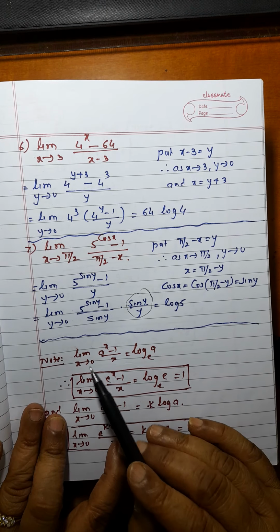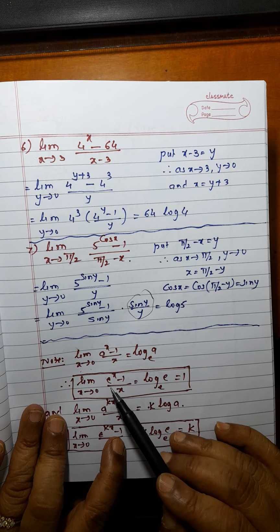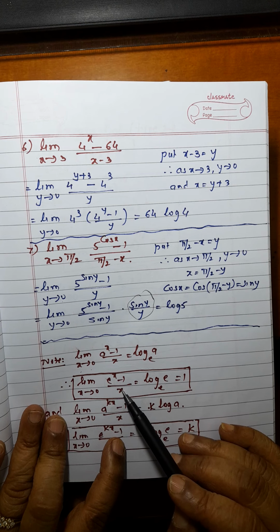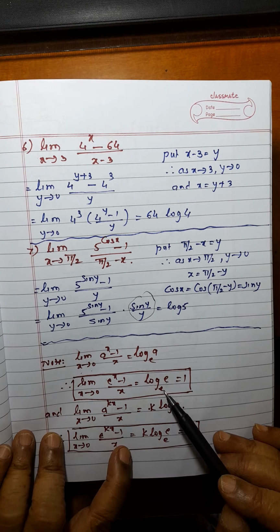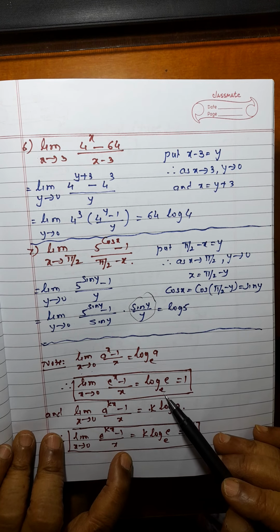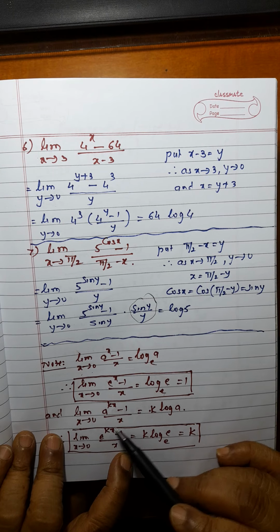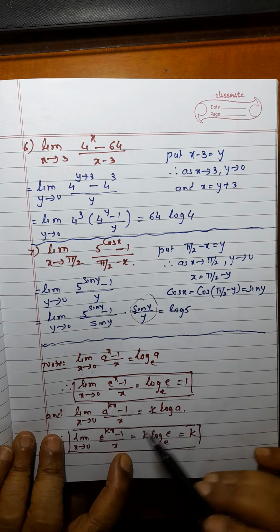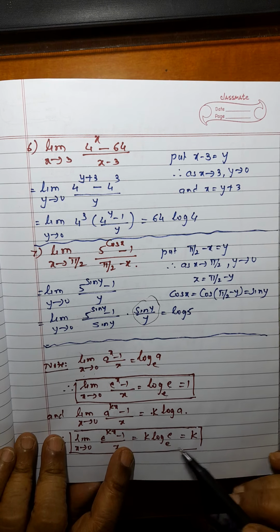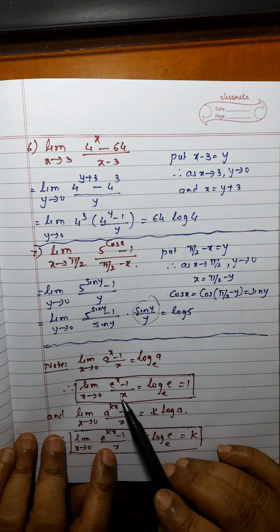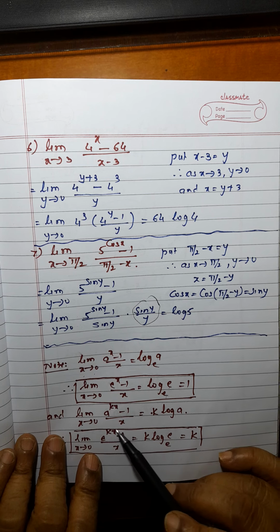Formulas I am writing again. x tends to 0 of a raised to x minus 1 upon x is log a. So if I take e raised to x minus 1 upon x, it will be log e. But log e is 1 because the base is e. In mathematics everywhere we take base e, because the formula itself is for base e only. Similarly, a raised to kx minus 1 upon x as x tends to 0 is k log a. So instead of a, if I write e here, it will be k log e to the base e, and this is 1, so its answer is k. So you have to remember the answer for this as x tends to 0 is 1, and the answer for this as x tends to 0 is k.